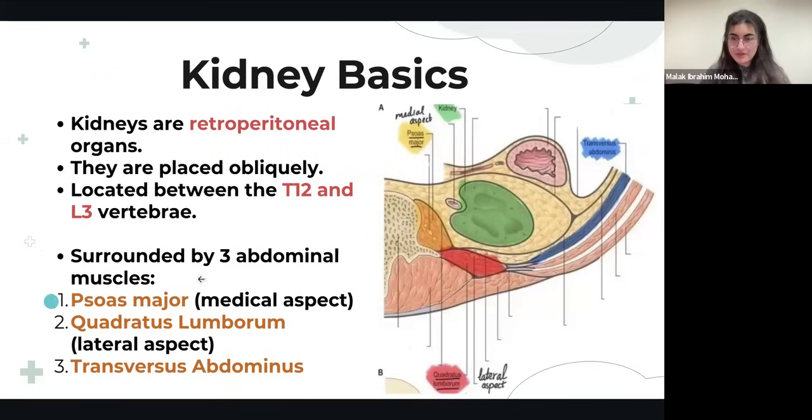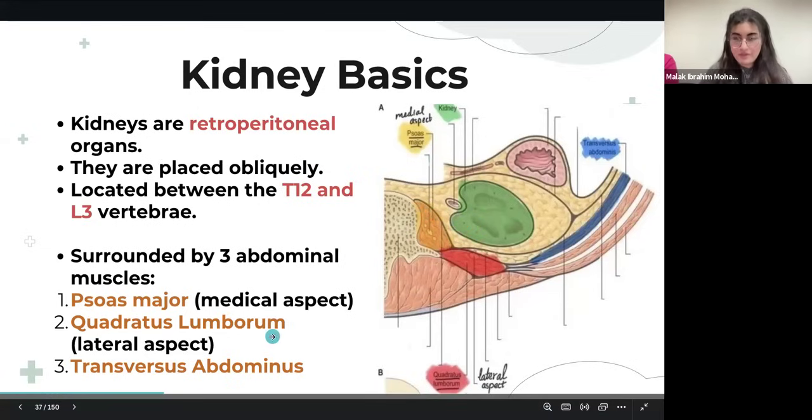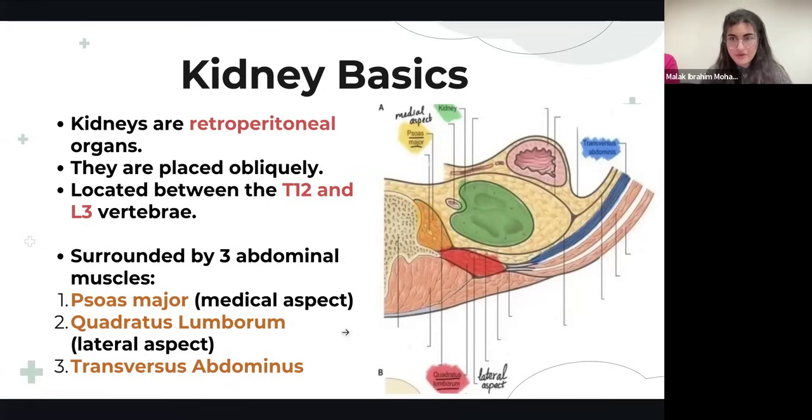First, you have the psoas major. So you can see I labeled it, I highlighted it with yellow for you guys here. The medial aspect of the psoas major is what surrounds the kidney. You also have the quadratus lumborum, but the lateral aspect of the quadratus lumborum, and you also have transverse abdominis.